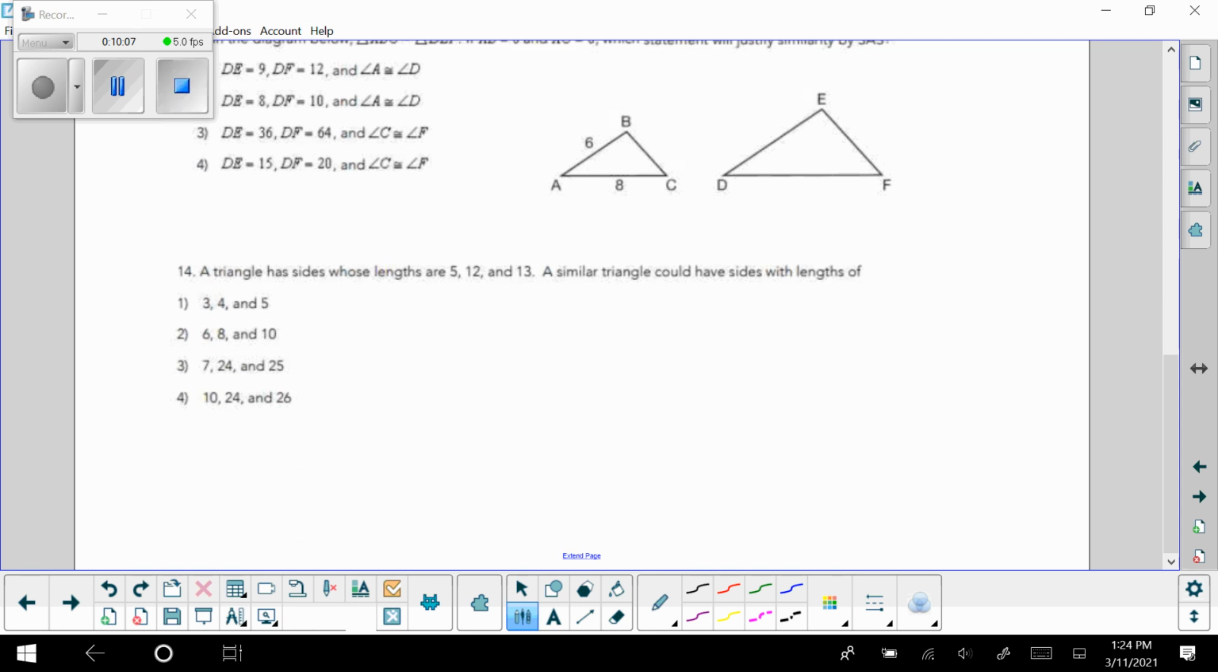Again, kind of what you have to do on 14. Categorize each side as small, medium, and large, and then set it up. So compare it to this. The small side on number 1 would be 3, so that's going to be 5 over 3. And then you're going to have 12 over 4. Then you're going to have 13 over 5. And none of those end up reducing down to the same thing. So you know it's not 1. So do that same thing for 2, 3, and 4. What's going to happen is you should get the same fraction every time.